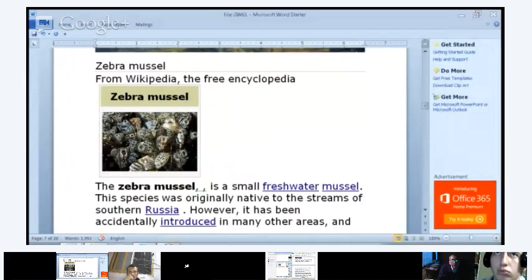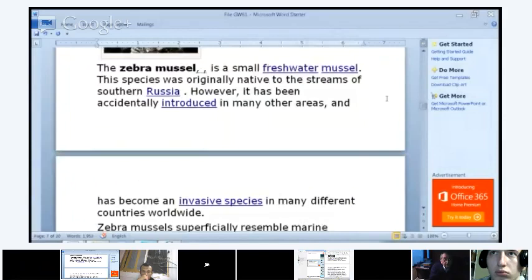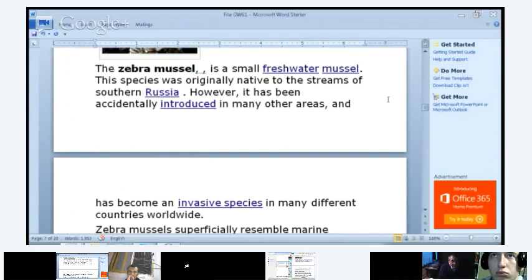Here we are. So, the zebra mussel is a small freshwater mussel. This species was originally native from the streams of southern Russia. However, it has been accidentally introduced in many other areas and has become an invasive species in many different countries worldwide.